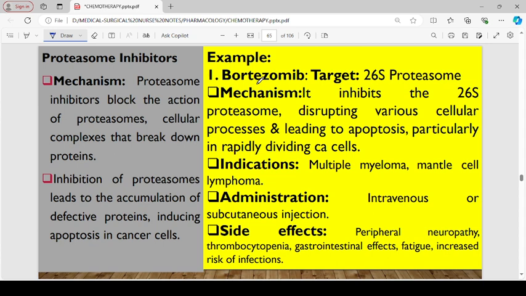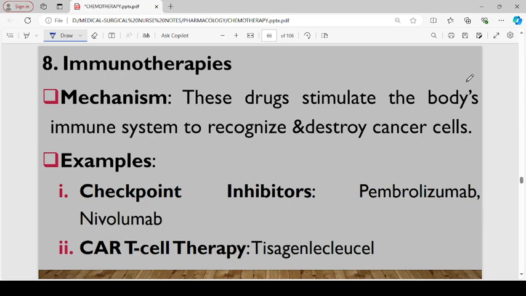The proteasome inhibitors block the action of the proteasome cellular complexes that break down proteins. So inhibition of this proteasome will lead to accumulation of defective proteins, inducing apoptosis in cancer cells. We have examples of these proteasome inhibitors like bortezomib, right, which targets the 26S proteasome. That takes us now to the 8th class of chemotherapeutic agents.